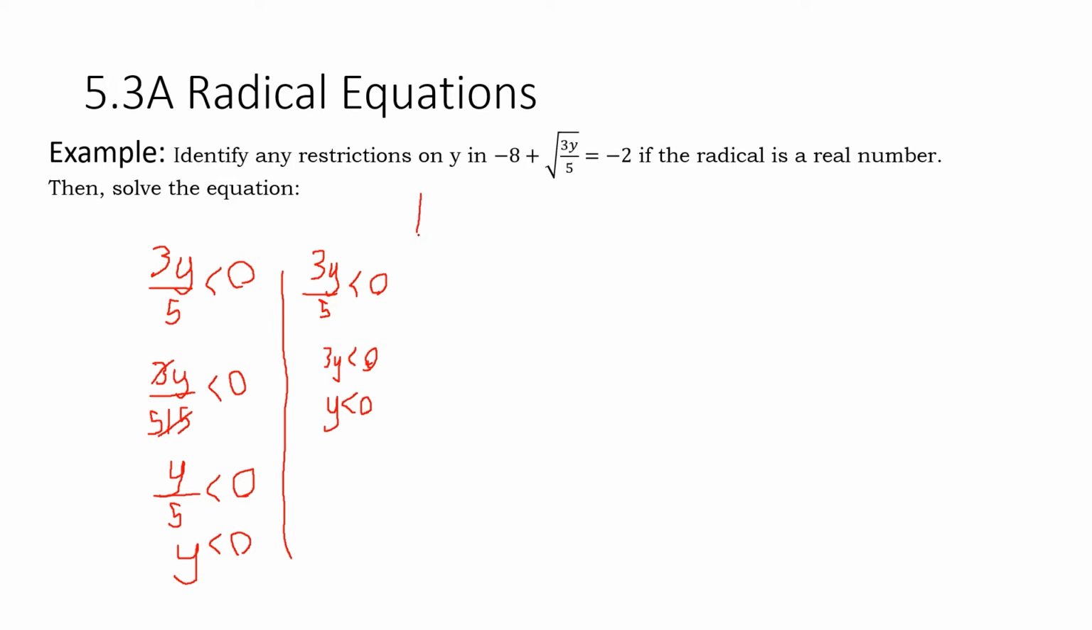You can try any value in there you want that's less than 0. Let's say negative 1. 3 times negative 1 is negative 3. Negative 3 divided by 5 is negative 0.6. And that's no good. Now let's solve it. Let's find out what our y equals.